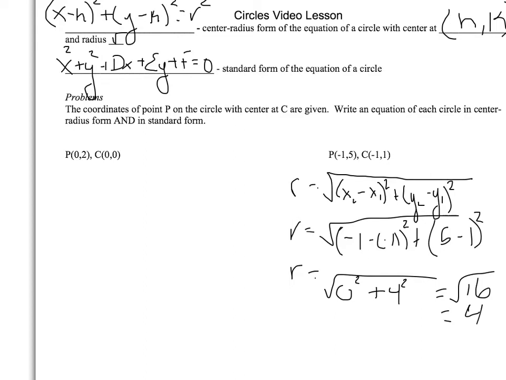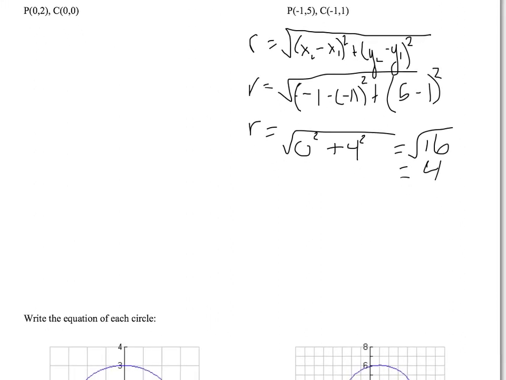Since I have my radius, what I can do at this point is write it in center radius form. Now notice the center point is negative 1, 1. What you have to do to write it in center radius form is you change the sign. So negative 1 will be a positive 1 for the x's. And for the y's, 1 will be a negative 1 for the y's. And then it equals the radius squared. Well, 4 squared is 16. So this is center radius form, which is abbreviated CR.